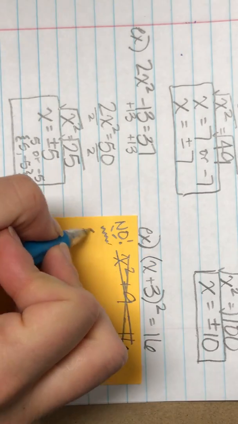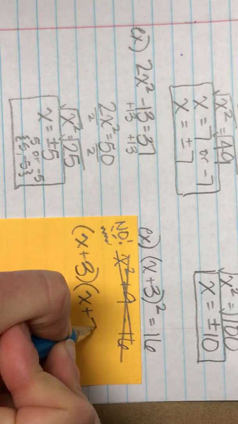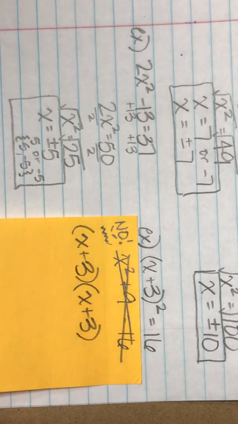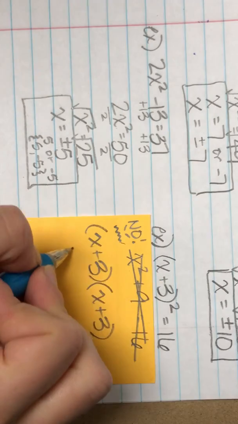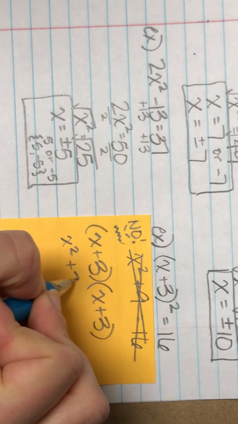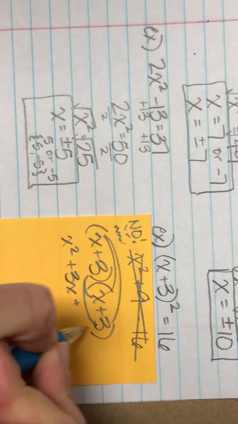What this actually means is x plus 3 times x plus 3, okay? And if you were to actually set up a box and work this out or use FOIL, you would end up with x squared plus 3x plus 9.